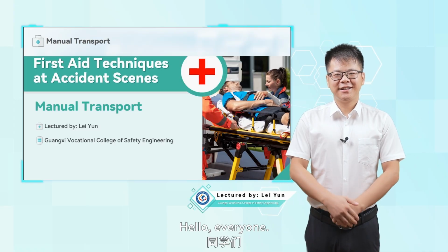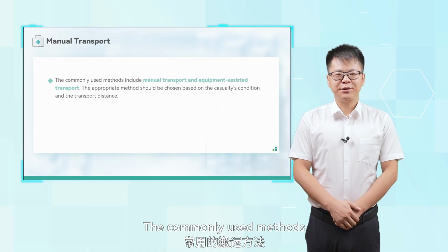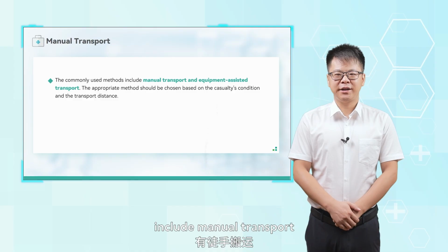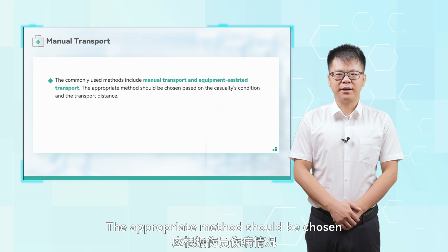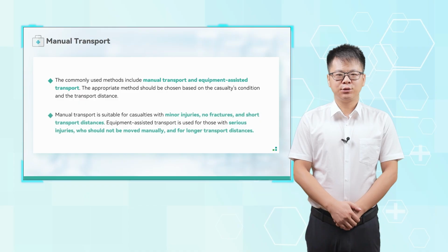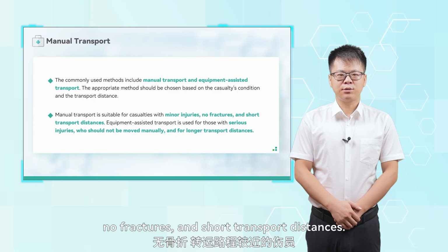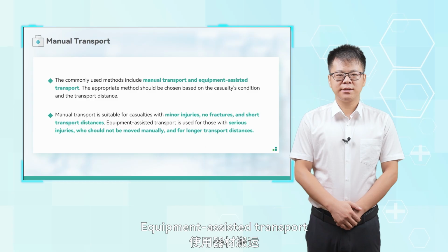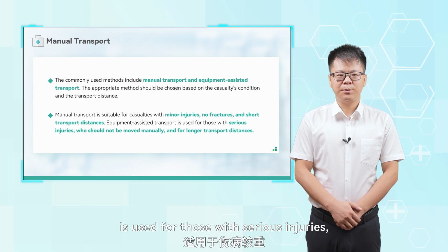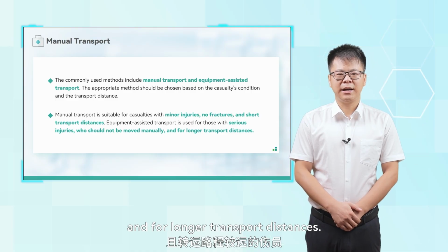Hello, everyone. We're going to explore casualty transport today. The commonly used methods include manual transport and equipment-assisted transport. The appropriate method should be chosen based on the casualty's condition and the transport distance. Manual transport is suitable for casualties with minor injuries, no fractures, and short transport distances. Equipment-assisted transport is used for those with serious injuries, who should not be moved manually, and for longer transport distances.